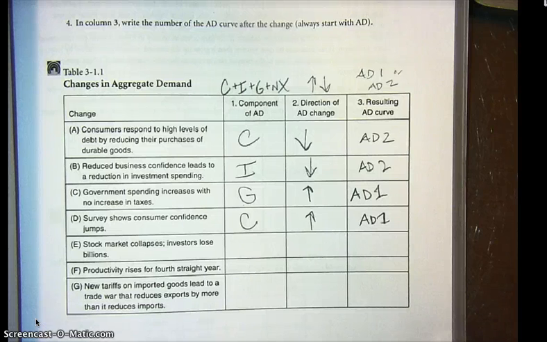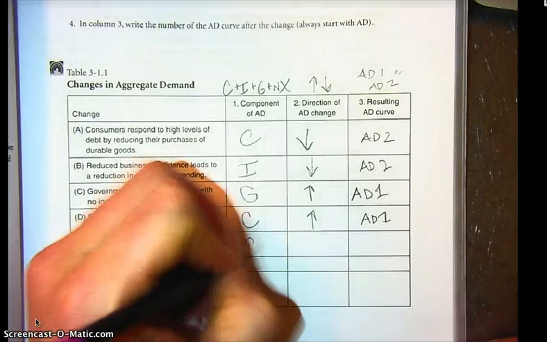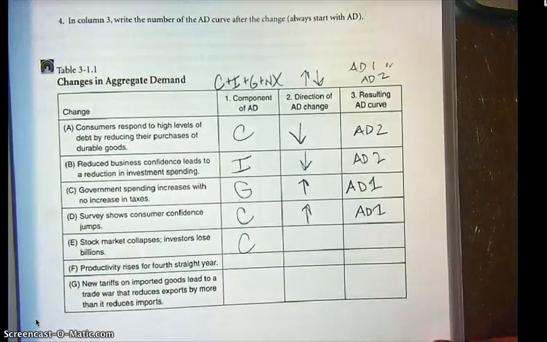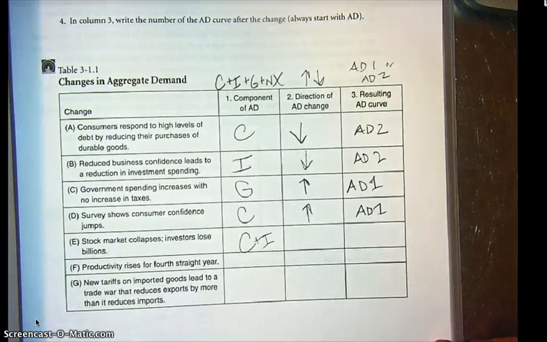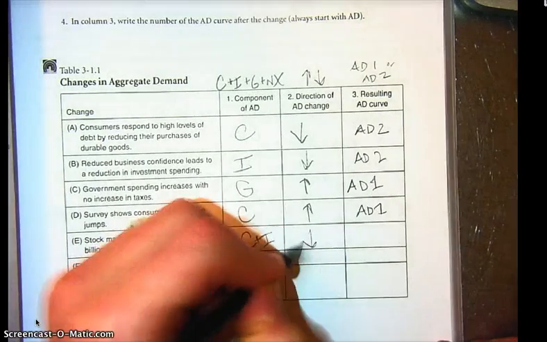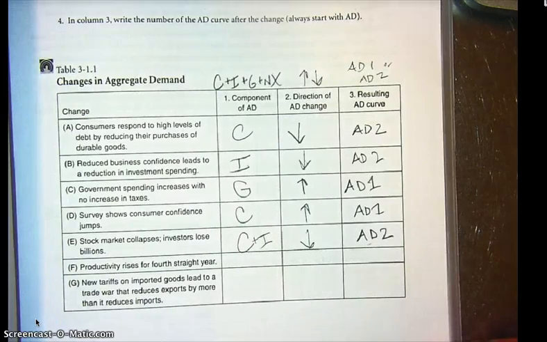is badly shaken, so consumer confidence is going to be badly shaken. So consumption, you know, you could really make an argument for consumption and investment is going to decrease, and so we're going to see AD2.